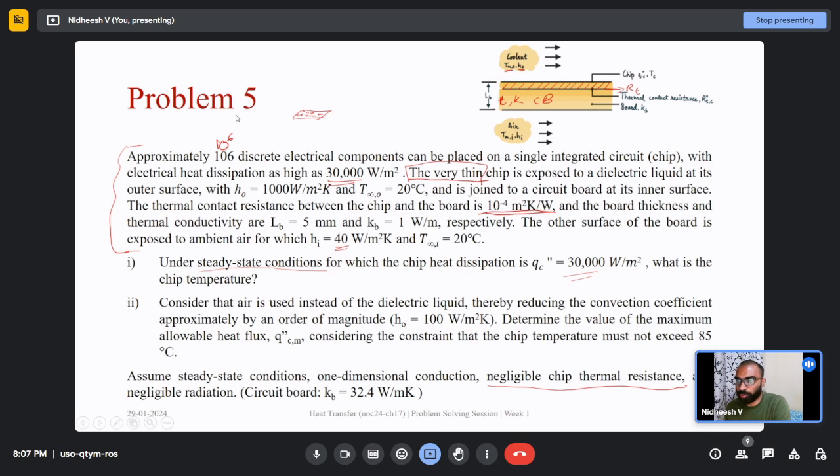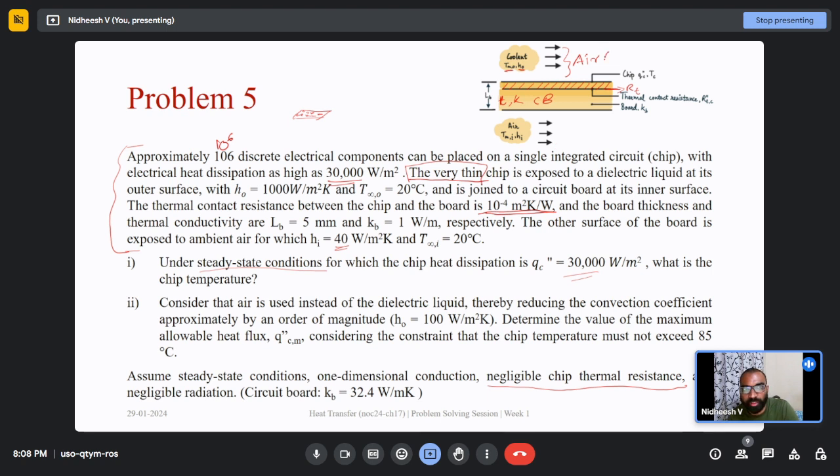Okay, this problem has a second part. Now that we found the chip temperature, let's look at the second part of the question. Consider that air is used instead of the dielectric liquid. This was the dielectric liquid that we used initially. Instead of this, now they are proposing to replace this dielectric liquid with air, thereby reducing the convection coefficient approximately by an order of magnitude.